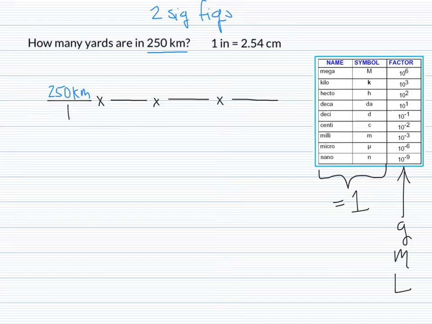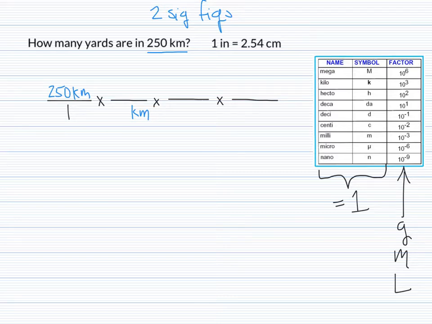I have kilometers on top of my first fraction, so I'm going to put kilometers in the bottom of my second fraction. And the reason why I'm doing that is because I'm going to treat this unit like a variable. Whatever is on top must be on the bottom of the next fraction. I need to go kilometers to yards, and it's giving me centimeters here in this unit conversion. And to be honest with you, I don't know how many centimeters are in 1 kilometer off the top of my head, so I'm going to use this as an opportunity to practice using this chart.